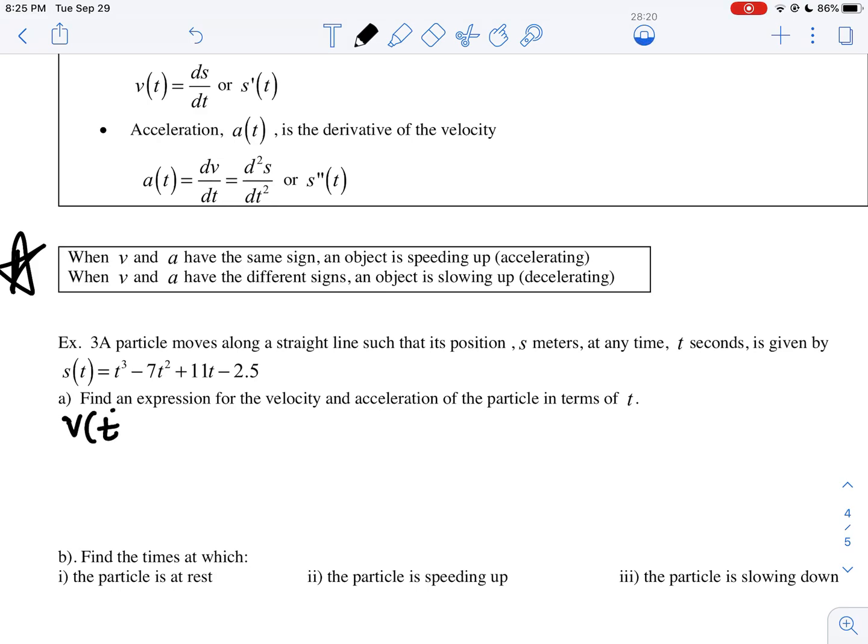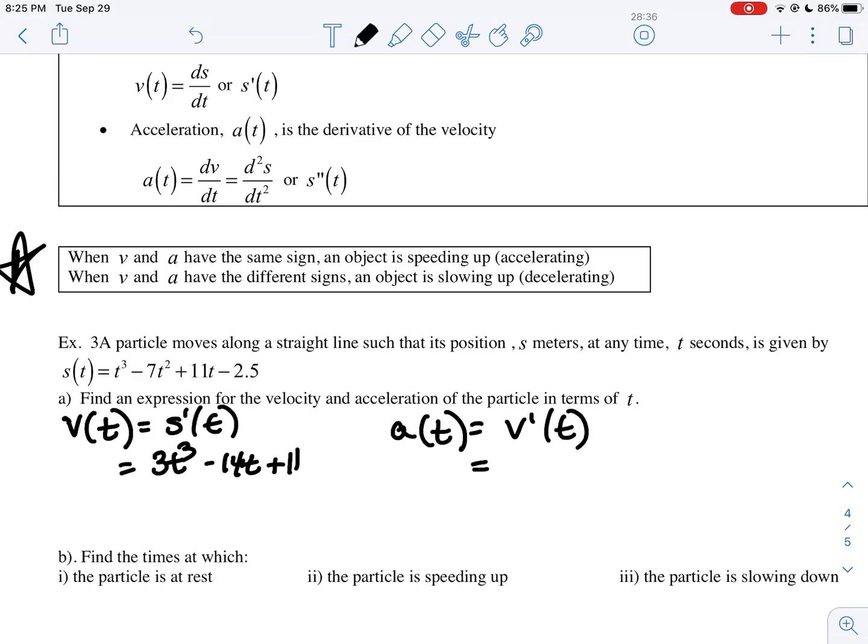Well, velocity is the derivative of the position function. So that'll be 3t cubed minus 14t plus 11. Easy peasy. Then acceleration is the derivative of the velocity. Whoops, I just caught a little mistake here. Sorry. That should be 3t squared, right? There you go. All right, so then if I want to find the acceleration function, that would be 6t minus 14.